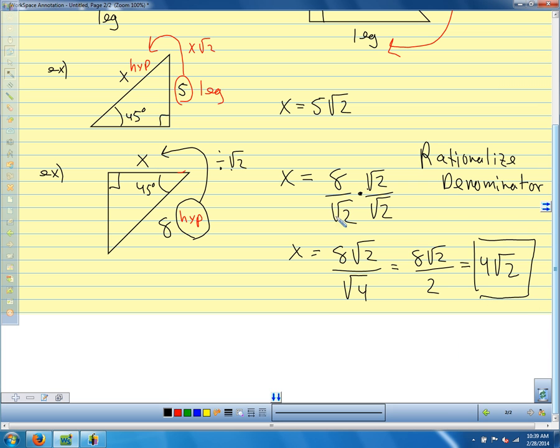And anytime we multiply a square root of a number by the square root of a number, we just get the number back out. The square root of 2 times the square root of 2 is just 2. So this would be my answer here, 4 square root 2 units. Questions on that example?